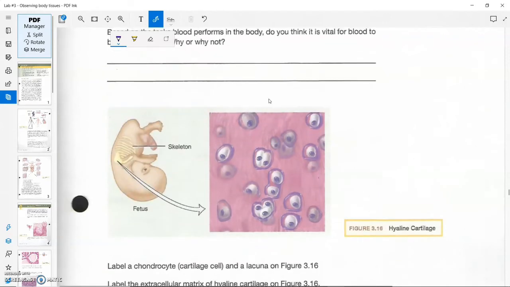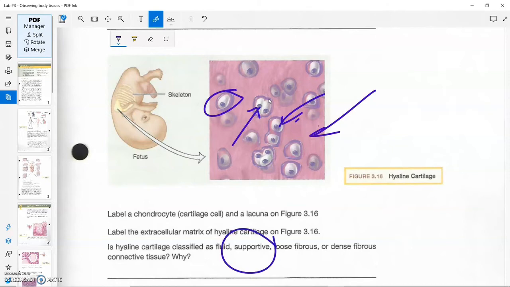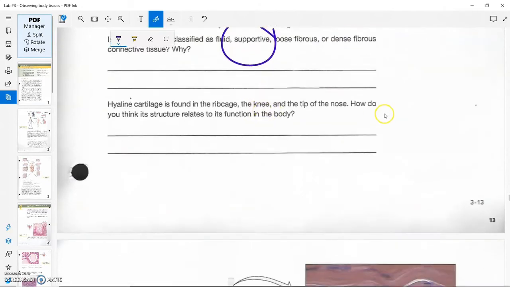So here we're talking about the cartilage, the hyaline cartilage. Okay, you can see the chondrocytes, individual chondrocytes in the lacunae. This white stuff are chondrocytes. Extracellular matrix is this pink stuff. Cartilage is a supportive connective tissue. It's actually considered to be specialized connective tissue.